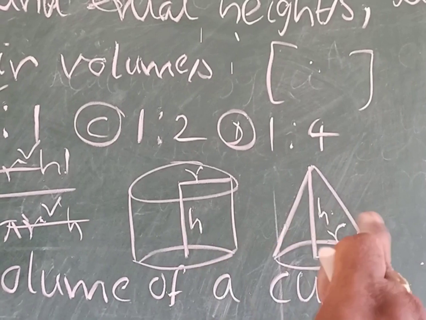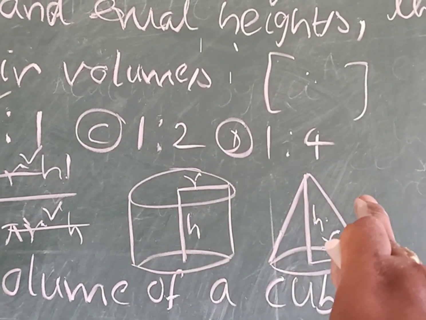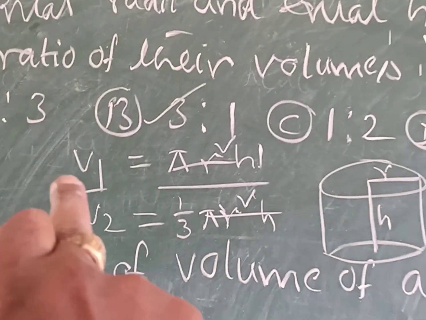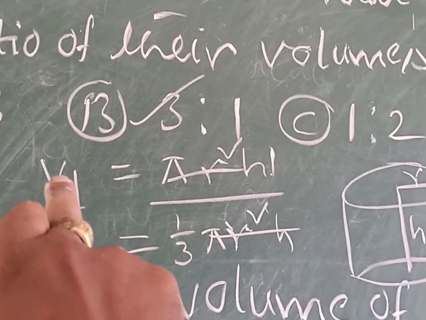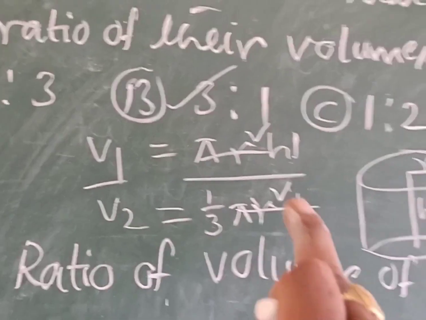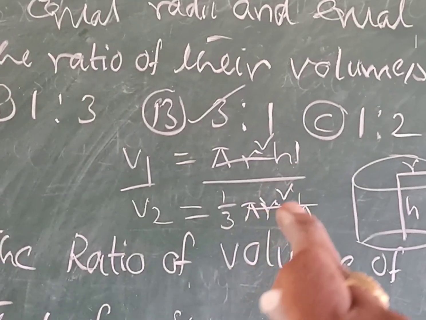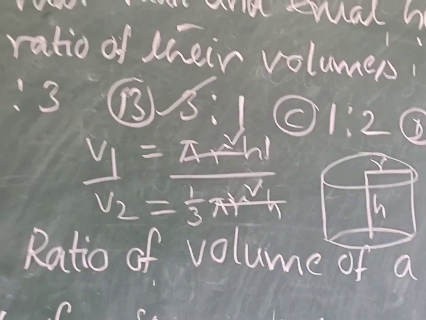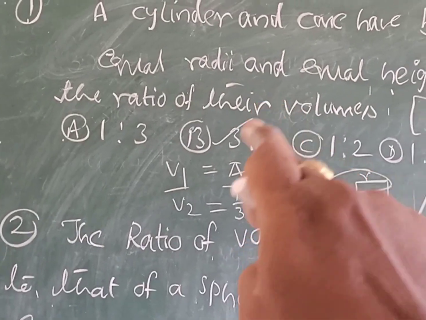Therefore, h and h are equal, heights are equal, radius are also equal. Therefore, when you consider the ratio of volume of cylinder by volume of cone, it is equal to pi r square h by 1 by 3 pi r square h. Pi r square h get cancelled. 1 by 1 by 3, that is equal to 3:1. Therefore, the ratio of their volumes is 3:1.